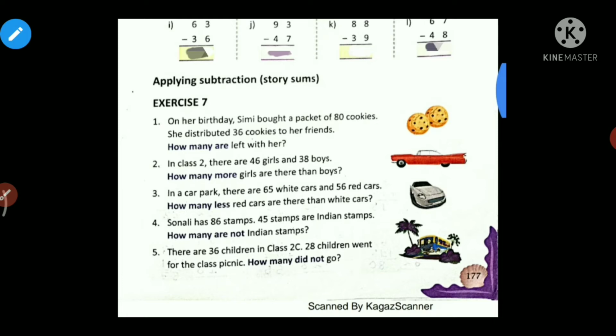Okay, so Simi, she bought how many cookies? 80 cookies, right, on her birthday. Now she distributed how many cookies? 36 cookies to her friends. Now how many cookies are left behind? That one we have to find. So what will we do here? It is asking about the leftover things, right? So we'll do subtraction.